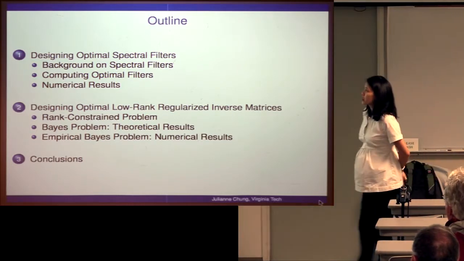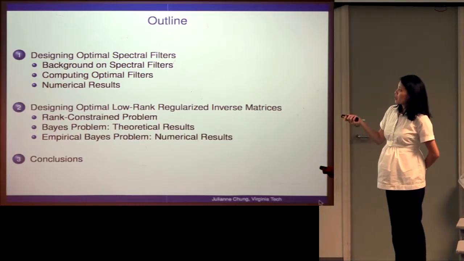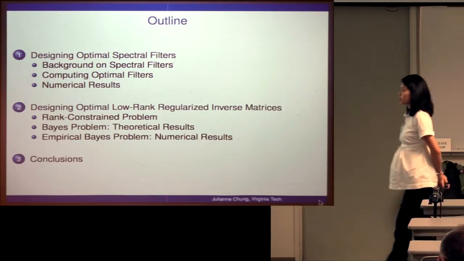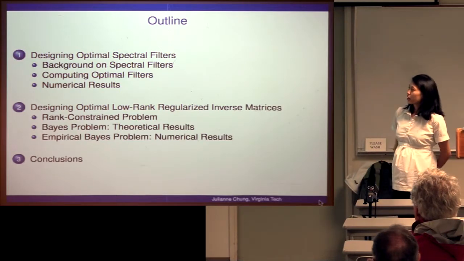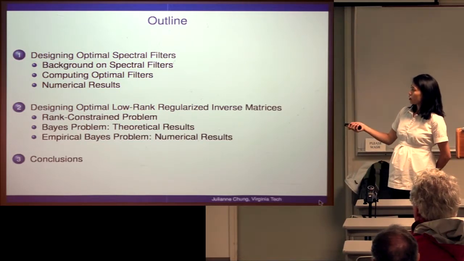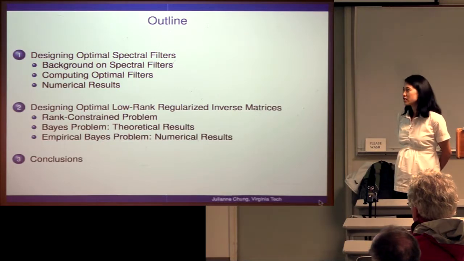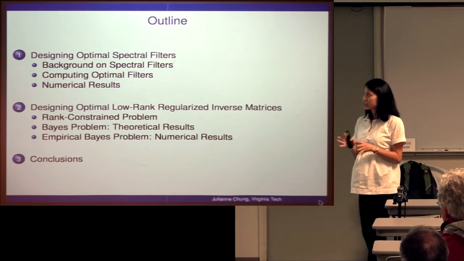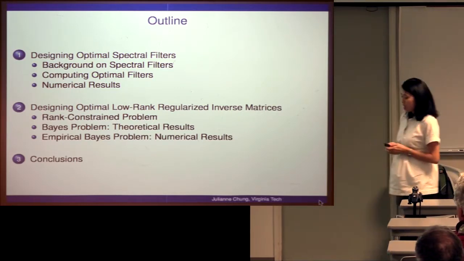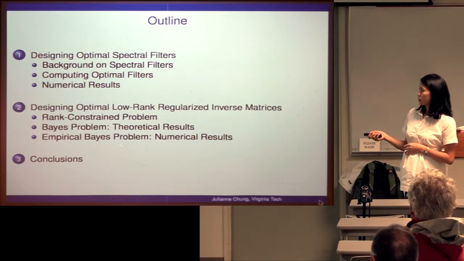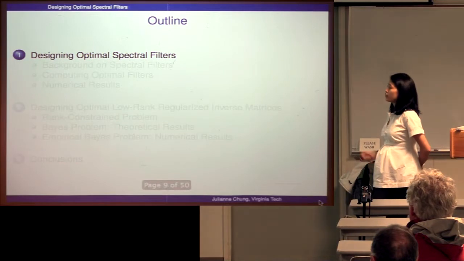So a really quick outline of my talk. We have the two big components. We'll give you a background on spectral filtering, how we compute optimal filters, and show you some results. Then we're going to look at the second case where we are looking for inverse matrices, regularized inverse matrices, in particular low-rank regularized inverse matrices, and I'll give you some motivation as to why we consider the low-rank case, and then talk about some theoretical results in the Bayes framework as well as some numerical results for the empirical Bayes. So I'll go into the details of that.